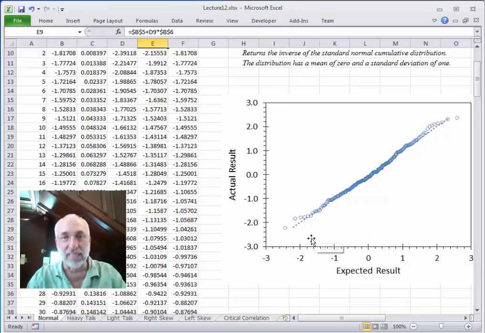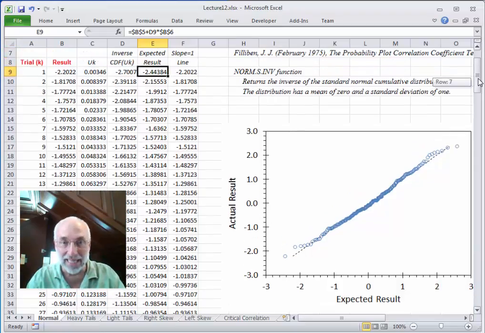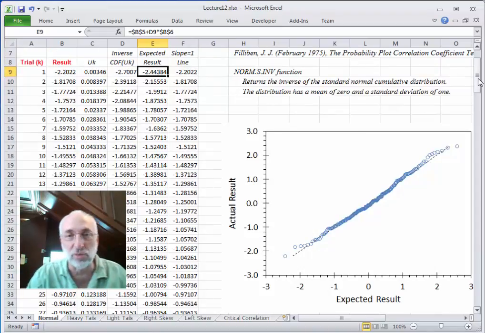Well, this is the plot of that data, and the open circles represent the expected result that I've calculated assuming a normal distribution versus the actual result, which is the actual data. If they fall along this y equals x line, then I did a pretty good job of guessing what the distribution really was. In this case, I made up the data as being from a normal distribution, so I certainly would expect it to fall along this line, and it does.